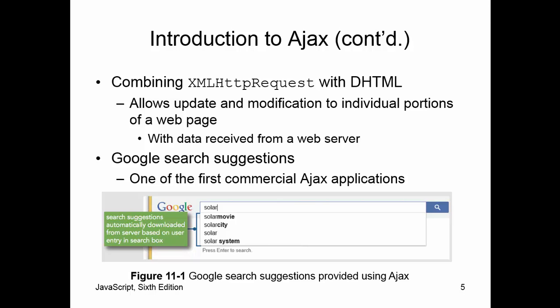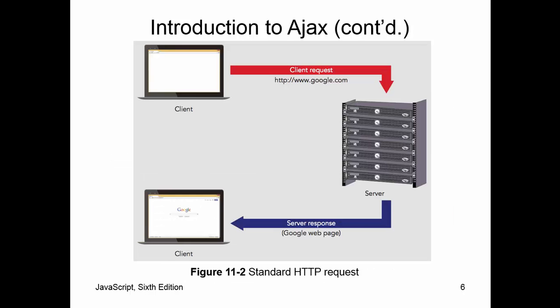Google was one of the first in this, and this is Google's Suggest. So as it says, if I start typing in solar, it's going to give me a bunch of things in there with solar. And if I hit the space bar, for example, the solar movie and the solar city would go away, because that's not a possibility based on what I've keyed in so far. So this is used a lot. Another one where it's used is Google Maps.